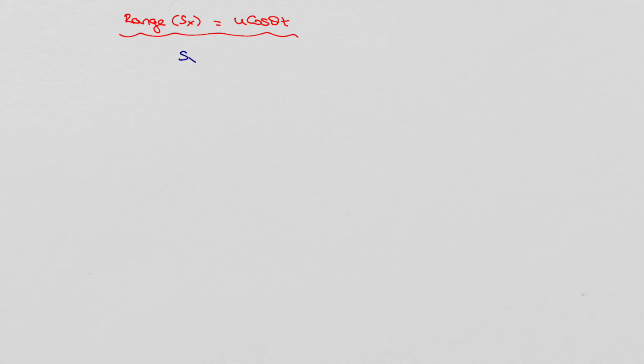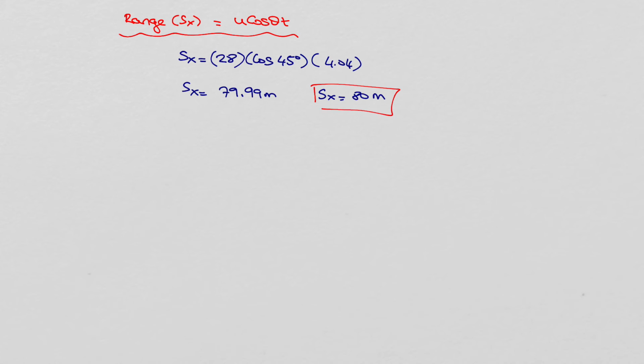So basically our range is going to be u, which was 28, cos theta, which is 45 degrees, times the time of flight, which is 4.04. And therefore that gives us a range of 79.99 meters, or if you're rounding that, 80 meters is also acceptable. And again, there were 6 marks going for that, so 3 for setting up our equation and 3 for our answer.